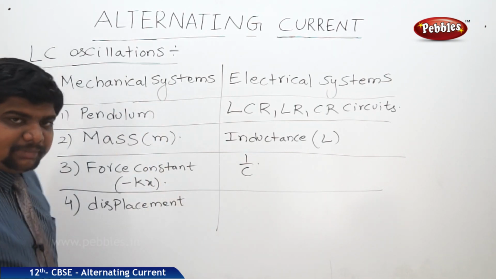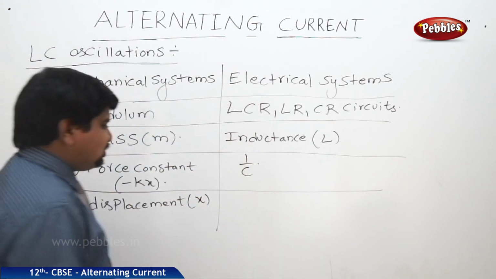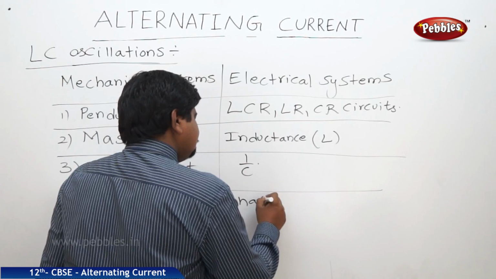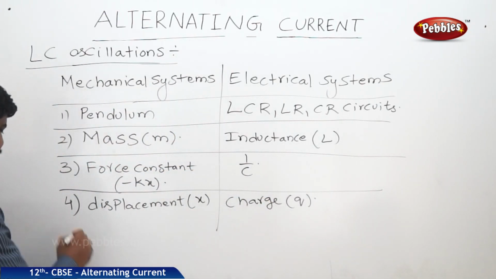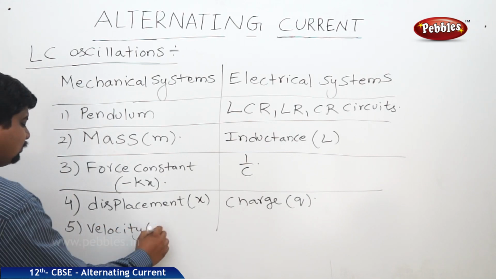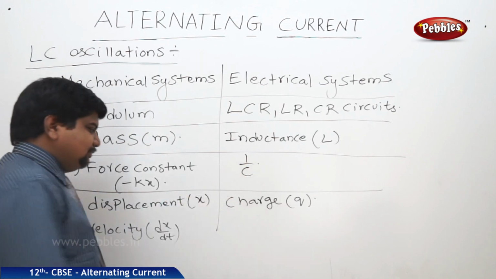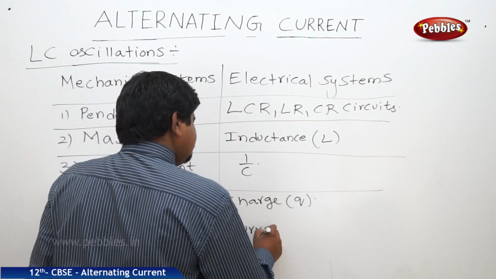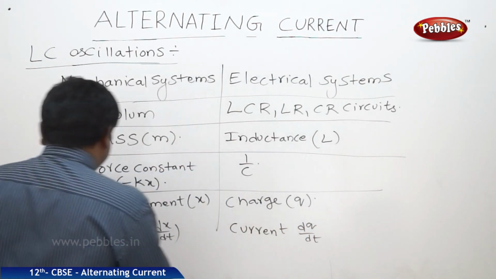The displacement in the mechanical systems we can write x. This displacement is similar to the charge in electrical systems. Next one, velocity. We can write it as dx by dt, and this velocity is similar to the current, nothing but dq by dt.